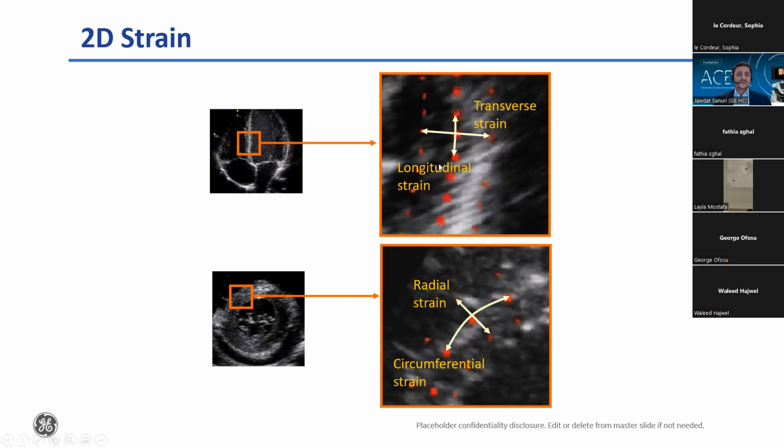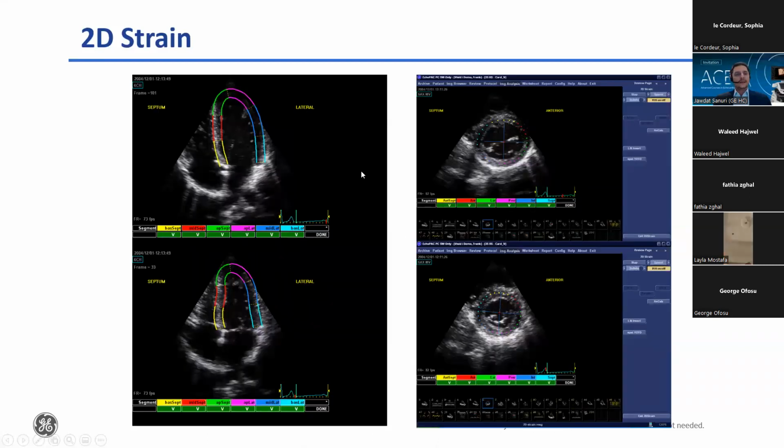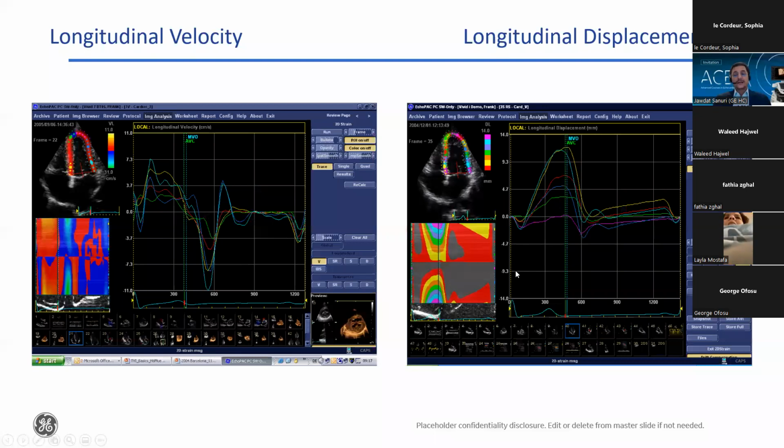So again, as a result of speckle tracking 2D strain, we can analyze longitudinal strain as well as transverse strain from apical views, and from short axis views we can analyze circumferential strain as well as radial strain. Here you can see examples from a 4-chamber view, where the segmentation is done from apical as well as short axis views. So we can analyze longitudinal velocity. We can get values for longitudinal velocities and longitudinal displacement, like tissue tracking, from this 4-chamber or apical view.